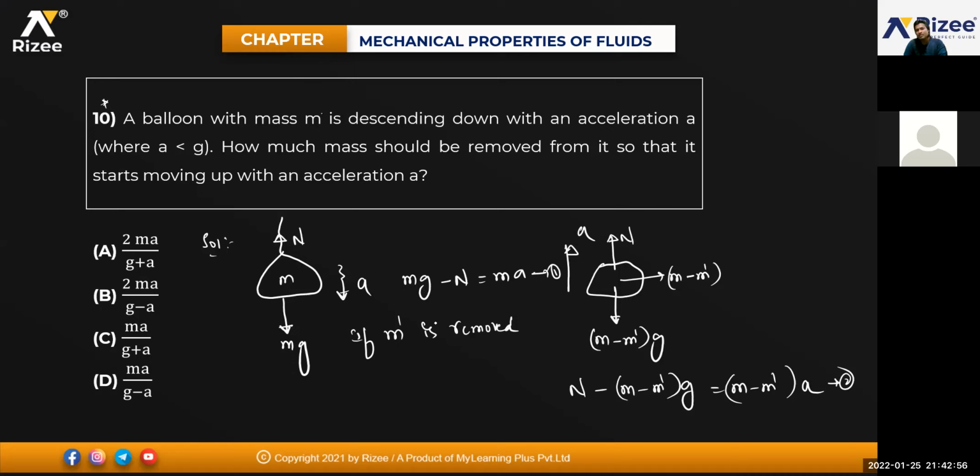If m dash is removed, the remaining mass will be m minus m dash. Now the body is moving in the upward direction. The weight of the body is (m minus m dash) into g in the downward direction, and N acts in the upward direction. So the equation will be upward force minus downward force is equal to mass into acceleration. Clear?